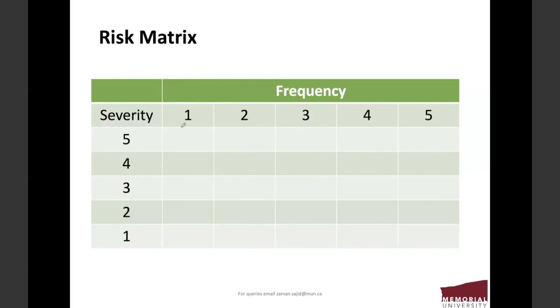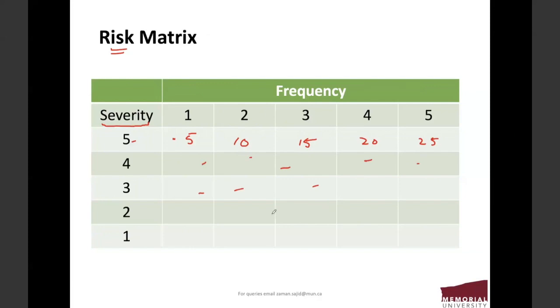How do you fill this matrix? Because this is a risk matrix, as I mentioned, the risk will be the product of your probability, which is the frequency, times the consequences, which is the severity level. So if I want to fill up this point over here, it will be the product of 5 times 1, which is 5. If I want to fill up this one, it will be 5 times 2, which is 10, 5 times 3, which is 15, 20, 25, and so on. This is how you fill up the rest of your cells here.